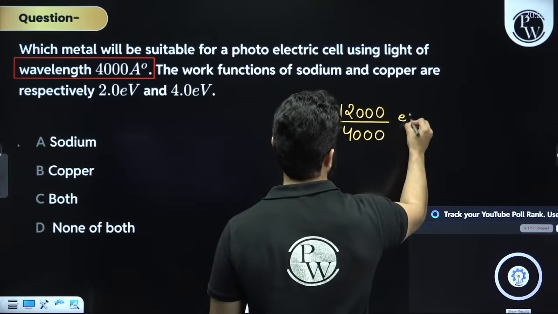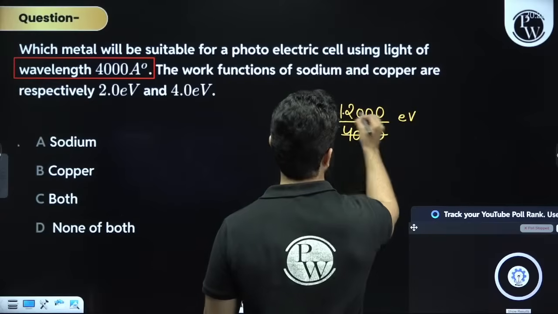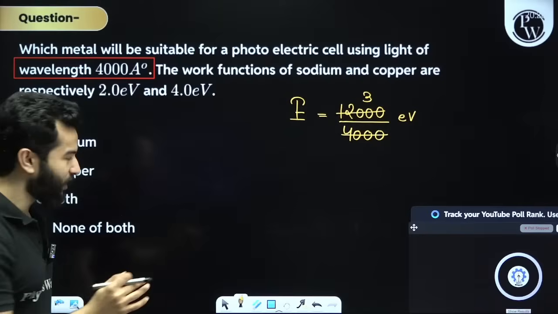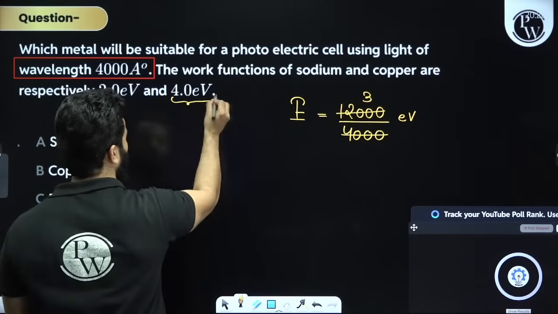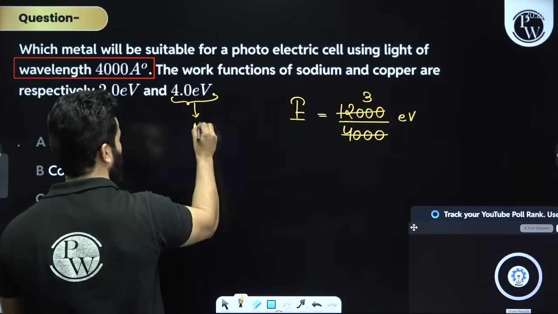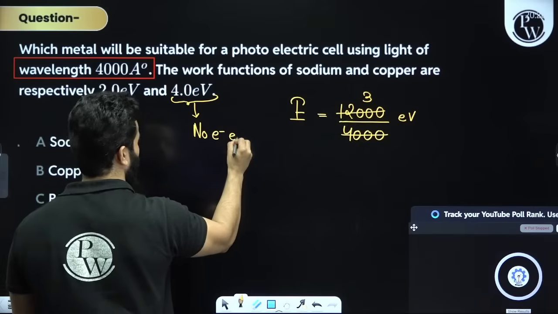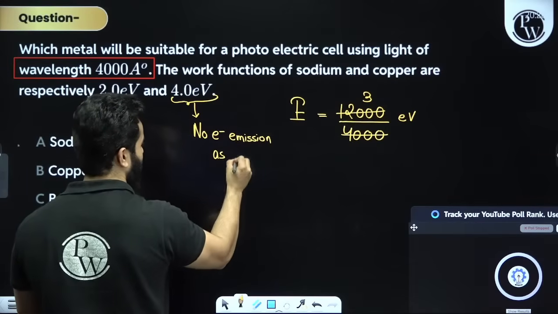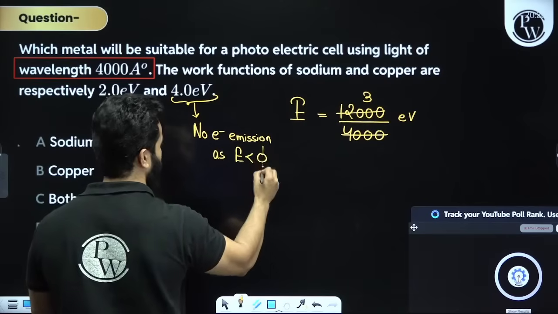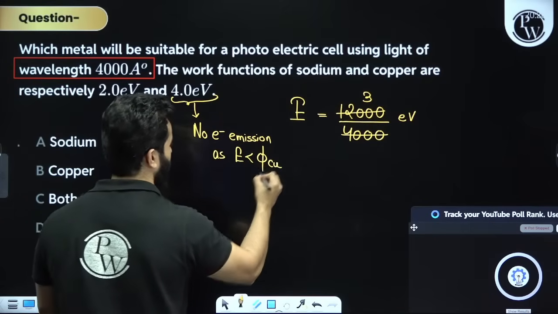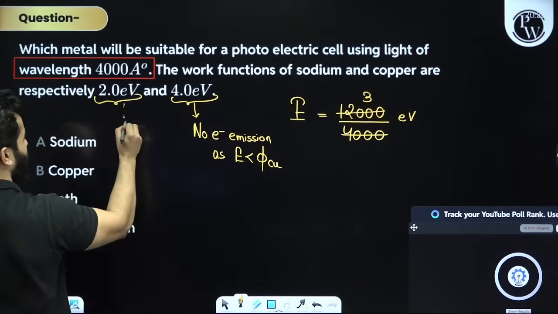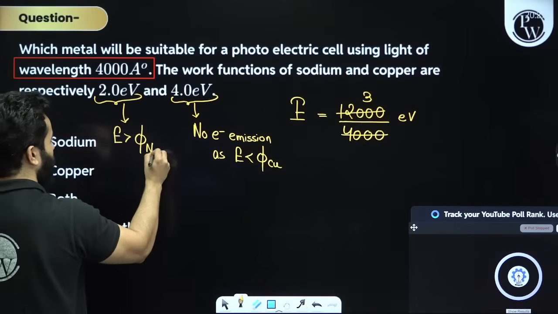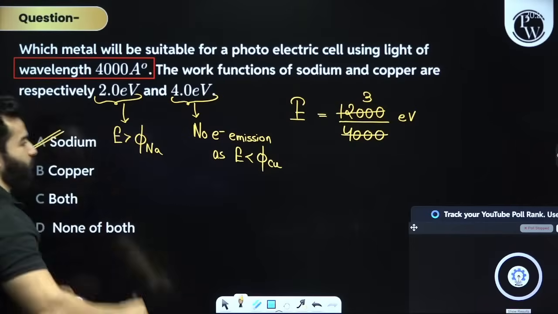Right, and this answer will be in electron volt, and this is going to become 3. That means energy of incident radiation is 3. So if you are going to talk about this, then you are going to say that no electron emission will take place, as energy is less than the work function for copper. And for this, obviously, energy of incident radiation is greater than the work function of sodium. So we must select sodium for this purpose.